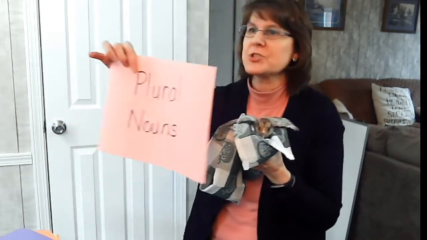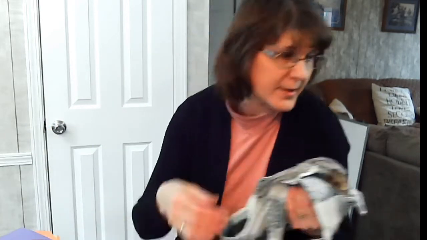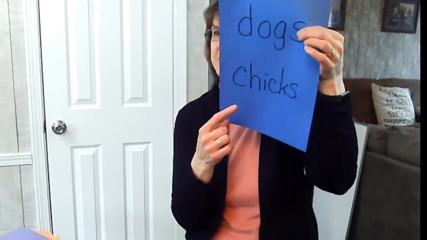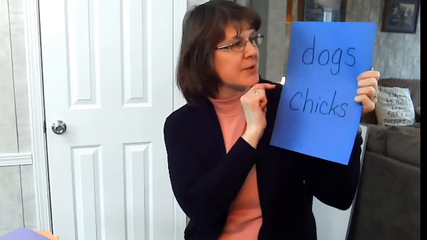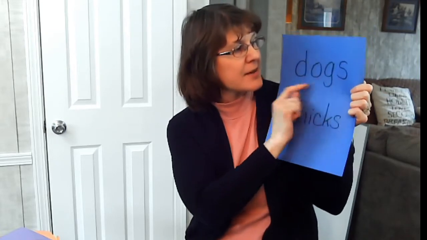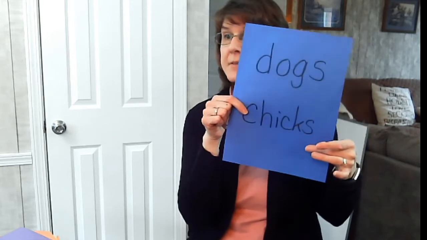But if I want to change it to a plural noun, which means I have more than one, so let's get out more than one. Now I don't just have one chick, I have two chicks. So when I go to write that, I would add an S to the end, as you see at the bottom one here, chicks. Or if I had two dogs in my picture, I could add an S to that to say dogs. So to show plural, in most words we add an S.